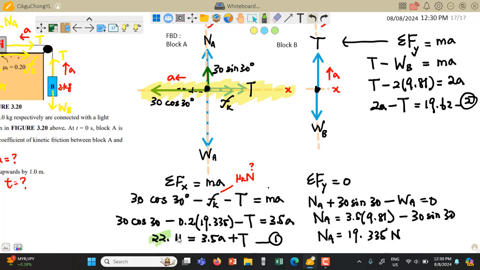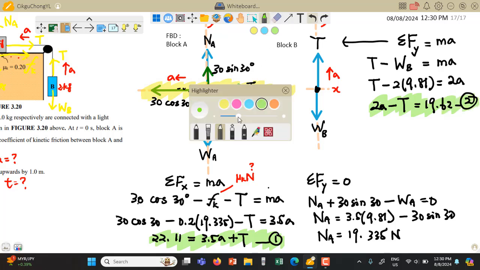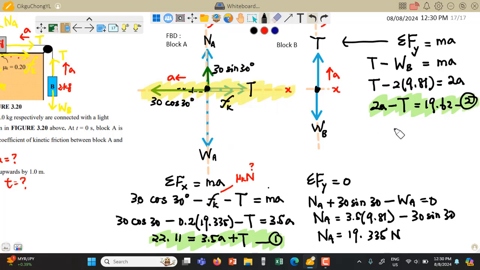So boys and girls, we already have two equations, equation 1 and equation 2. So we can use the mode equations in the calculator to solve equation 1 and equation 2 simultaneously. Then I'm going to get the acceleration as 0.45 meter per second squared and the tension as 20.53 Newton. Okay, so we solved question A.